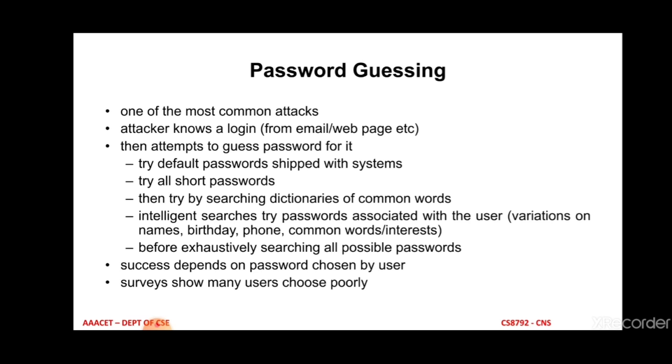This password guessing success depends on the password chosen by the user. If the user uses a password like their birthday, name or phone number, then the intruder can easily hack their passwords. Surveys show many users choose poorly, because initially we create a mail ID and password in a rush. So we easily give our own birthday month, date, our name or phone number, or our own interests for passwords. That is a poor password. In that case the hacker can easily hack our passwords to access the information or resources of any network.